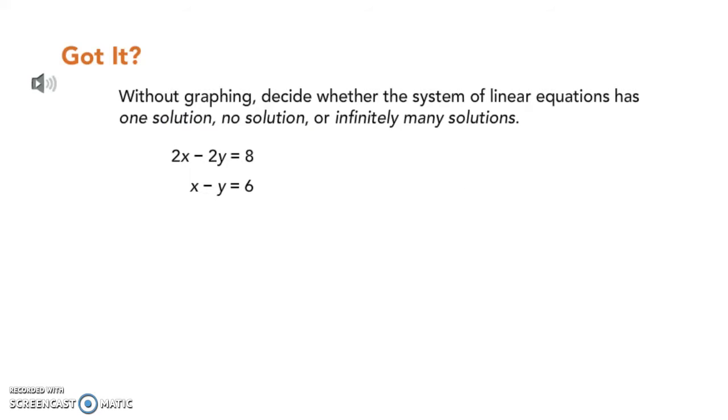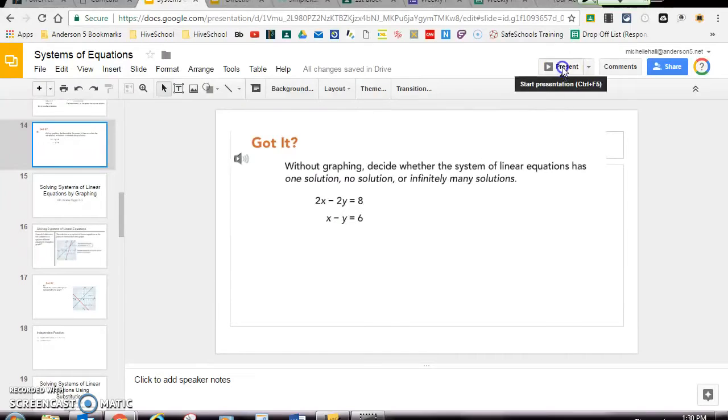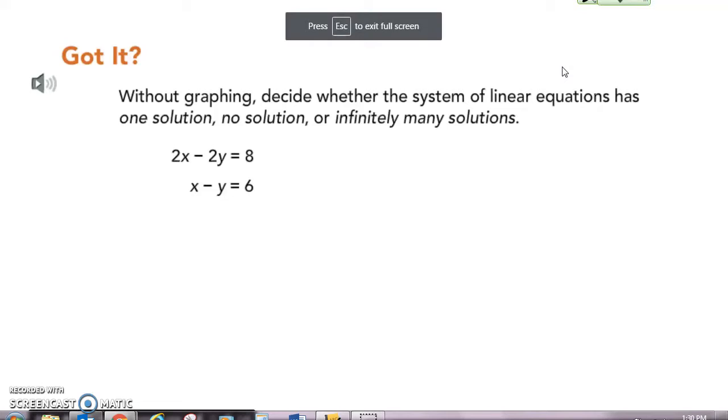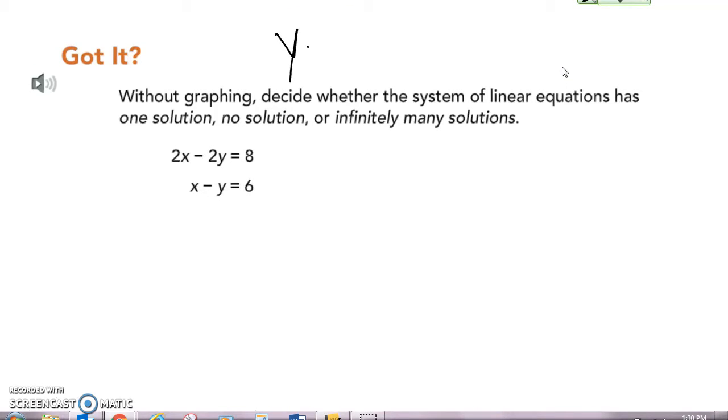So looking at these equations, would this be one solution, no solution, or infinitely many? All right, so looking at this example, we need to first put these equations in slope-intercept form. So let's remember that slope-intercept form, and you may want to write this in your notes since it's been a while, is y equals mx plus b. M is the slope, b is the y-intercept.